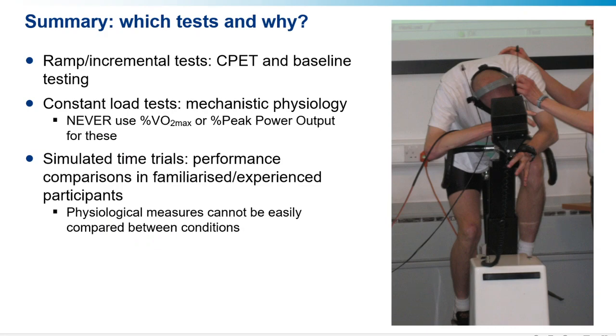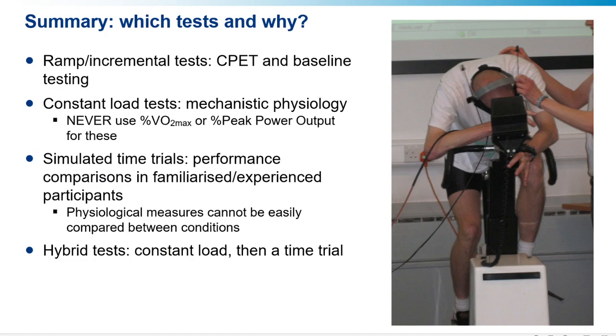You have to appreciate that if you're doing time trials only, the physiological measures you make can't easily be compared between conditions. And so, for my money, if you're looking at this from both a physiological and a performance perspective, you need to establish the physiology using constant load tests and/or time to exhaustion trials, and then you study the performance using simulated time trials thereafter. So if you're setting up a series of experiments, that's the way you do it.